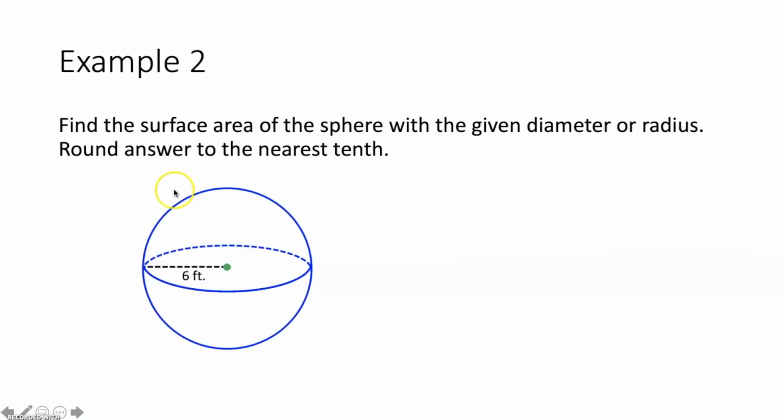Now, example 2, doing the same thing. We are given a sphere, and we are tasked with finding the surface area of this sphere. Well, in order to find the surface area of a sphere, you need to remember the surface area of a sphere formula. Surface area is equal to 4 pi r squared. In this sphere, we are given that the radius of this sphere is 6 feet.